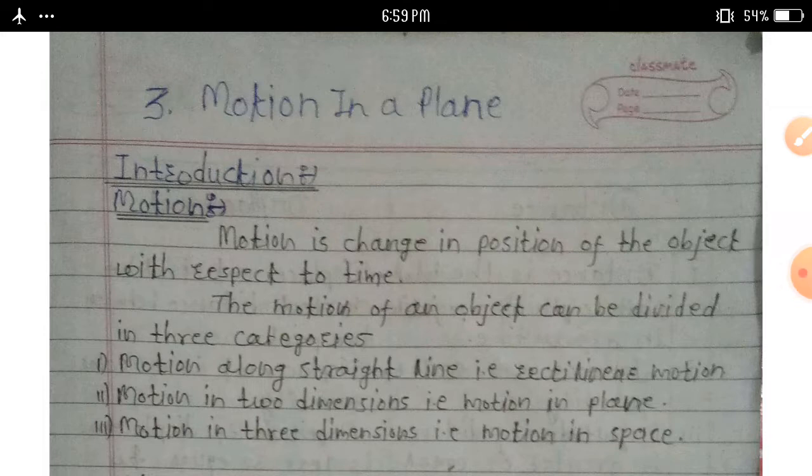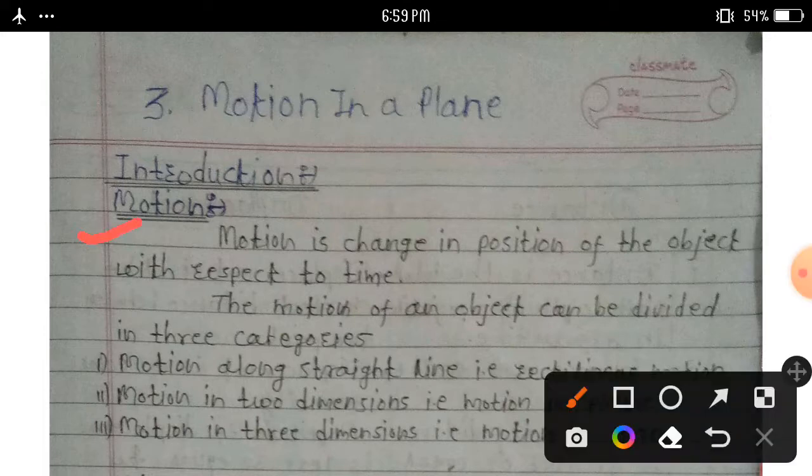In this chapter we will firstly discuss what is meant by motion. See here the definition. Motion is a change in position of the object with respect to time.